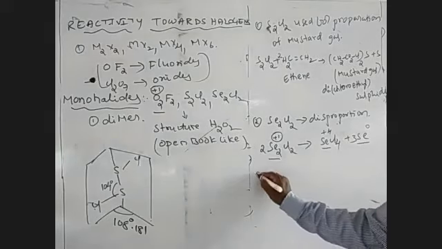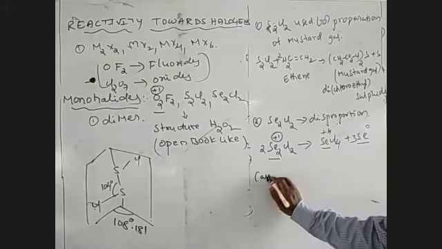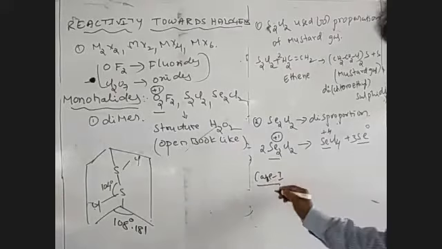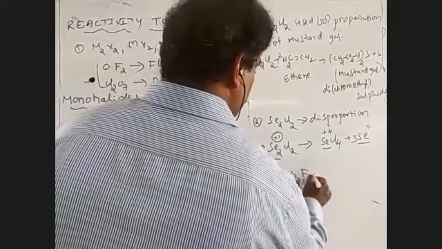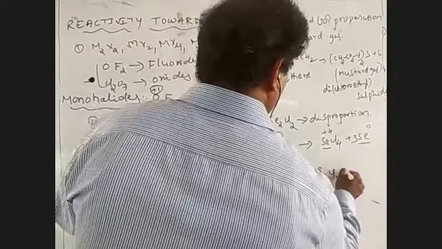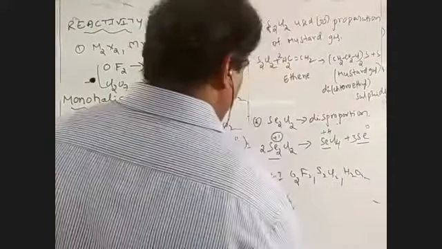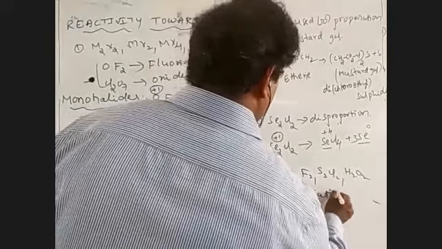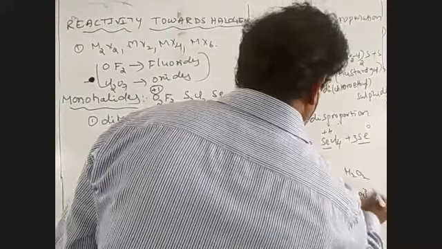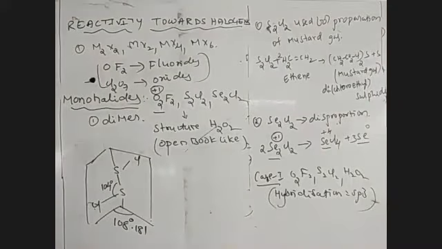In the case of O2F2, S2Cl2 and H2O2, all have the same hybridization. The central atom undergoes sp3 hybridization, and the shape of the molecule is angular, a non-planar structure.